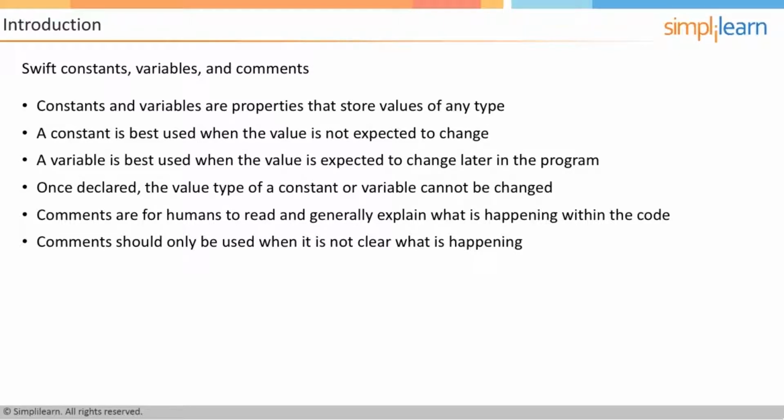Constants and variables are properties that store values of any type. A constant is best used when the value is not expected to change. A variable is best used when the value is expected to change later in the program. It's important to keep in mind that once declared, the value type of a constant or variable cannot be changed.